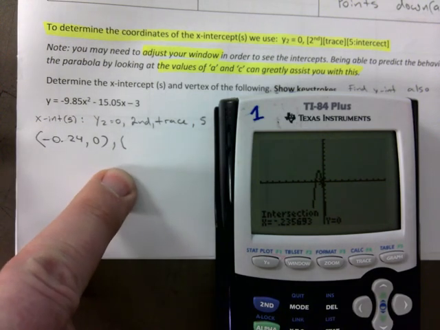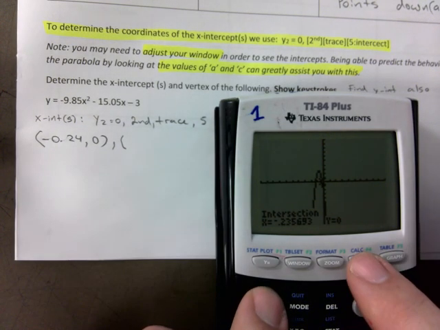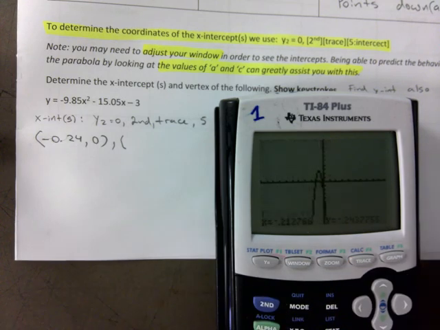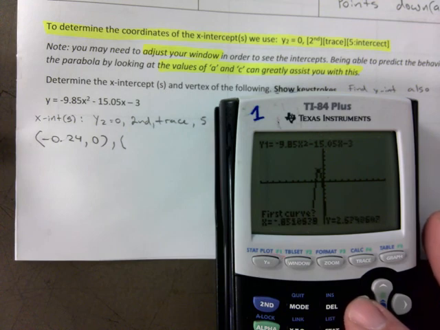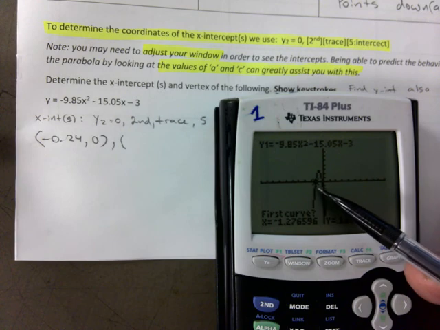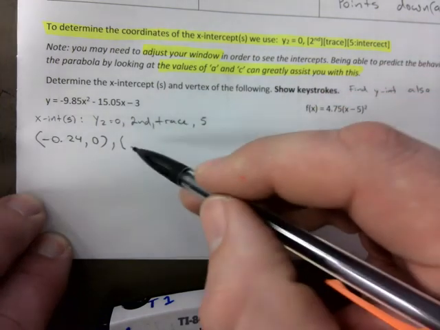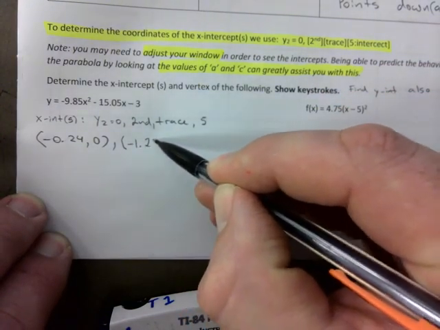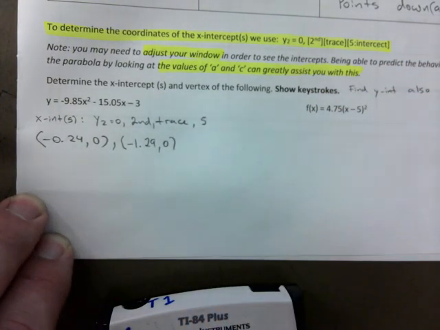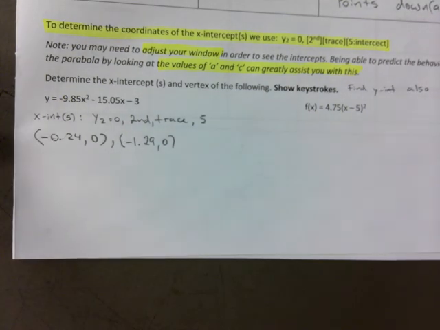We're going to go ahead and find the second one. Second, trace 5. Now you need to go over the curve. I'm going to go over it and go closer to the other one. You don't have to be right on it, just get close to it. And then you hit enter 3 times again. Enter, enter, enter. And so the next one is negative 1.290. Boom, you got that done. We got both x-intercepts. We're good.